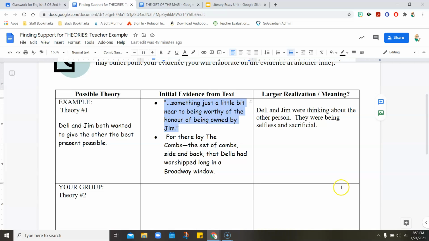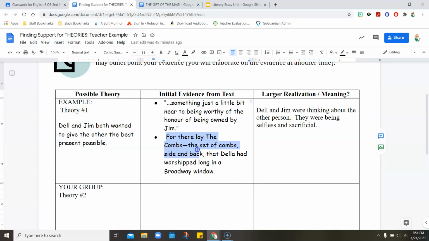Something just a little bit near to being worthy of the honor of being owned by Jim. So that sounds like it needs to be a very good present, which means the best present possible. And remember, I talked about how they're poor. So coming up with the best present possible for them might not be the best present possible for somebody who has a lot of money.